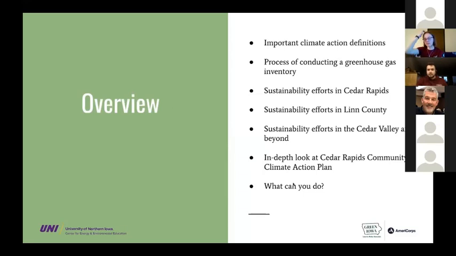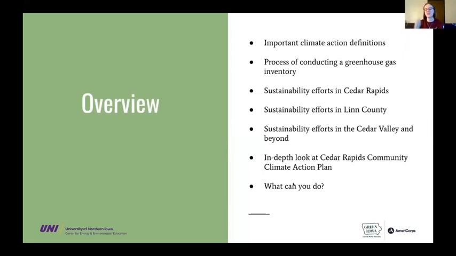So our presentation today is about converting climate thoughts to climate action. We'll be talking about some important climate action definitions, the process of conducting a greenhouse gas inventory, sustainability efforts around Iowa, and what you can do in your own community.